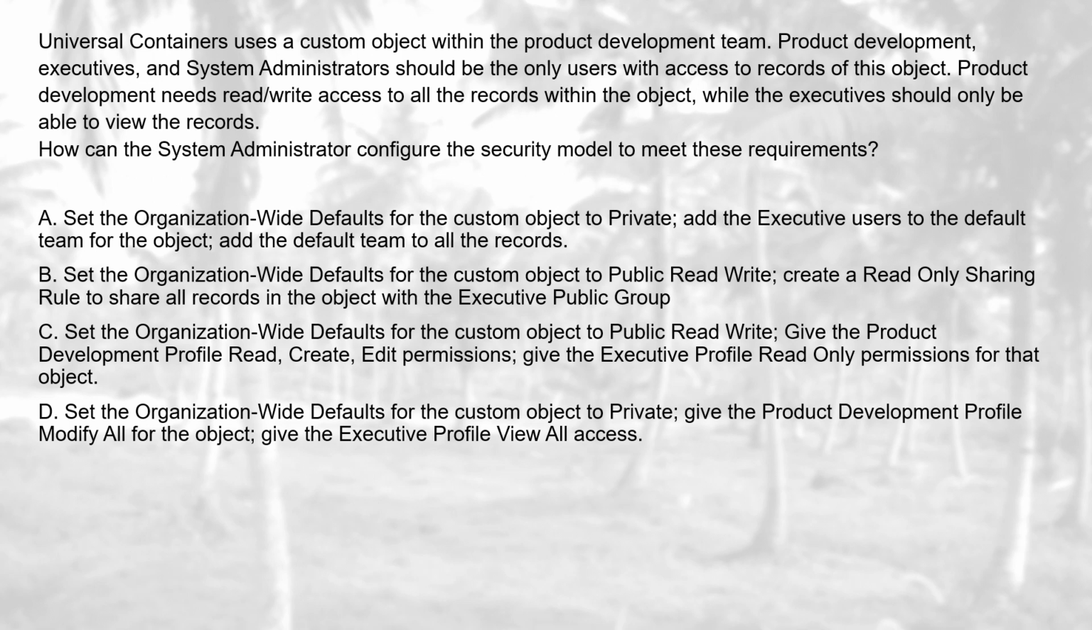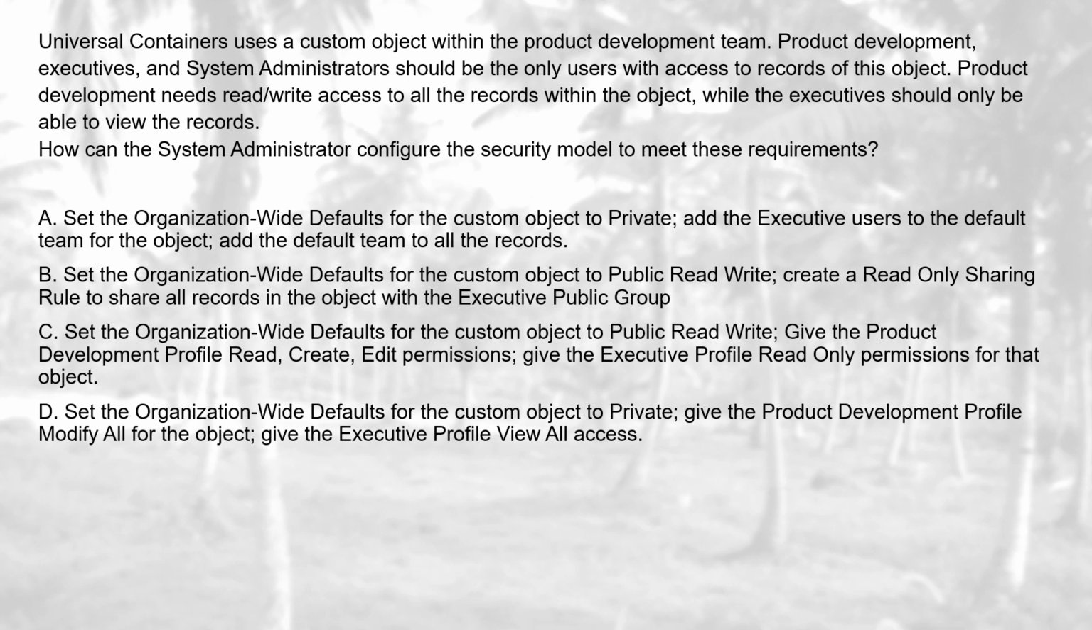Universal Containers uses a custom object with the product development team. Product development executives and system administrators should be the only users with access to the records of this object. The product development team needs read-write access to all records within the object, while the executives should be able to view the records. How should the system admin configure the security model? So we have a couple of options.